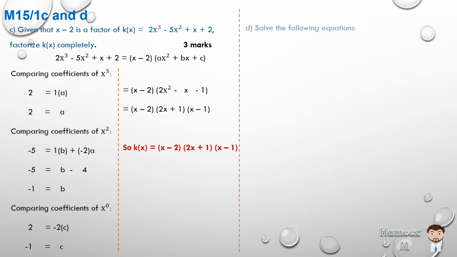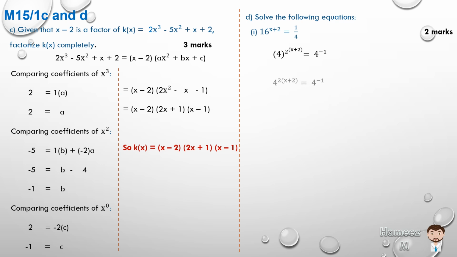Part D, solve the following equations. Part 1, 16 to the power x + 2 is equal to a quarter. So we can rewrite it as (4 squared) to the power x + 2 is equal to 4 to the power minus 1. And using the rules of indices, we can multiply the powers. So it will be 4 to the power 2 times (x + 2) is equal to 4 to the power minus 1. If we compare the indices, we will have 2 times (x + 2) is equal to minus 1. And let's expand and solve.